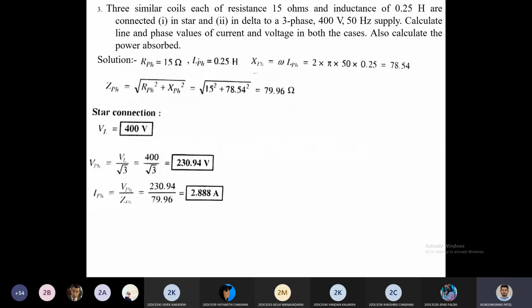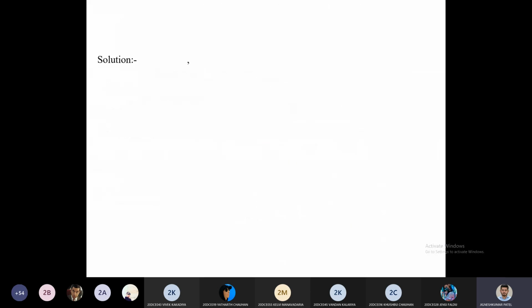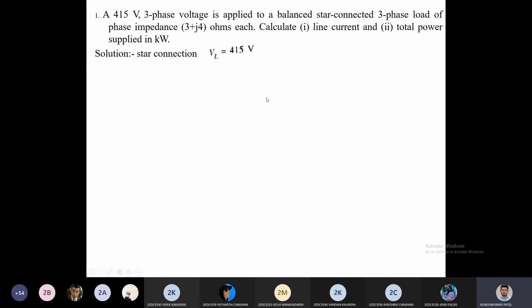So in this polyphase circuit, whatever you have covered today is the only part of the course. I'll share this PPT along with this example, so you can look into the examples. If you find any difficulty in the example, let me know. We'll discuss.